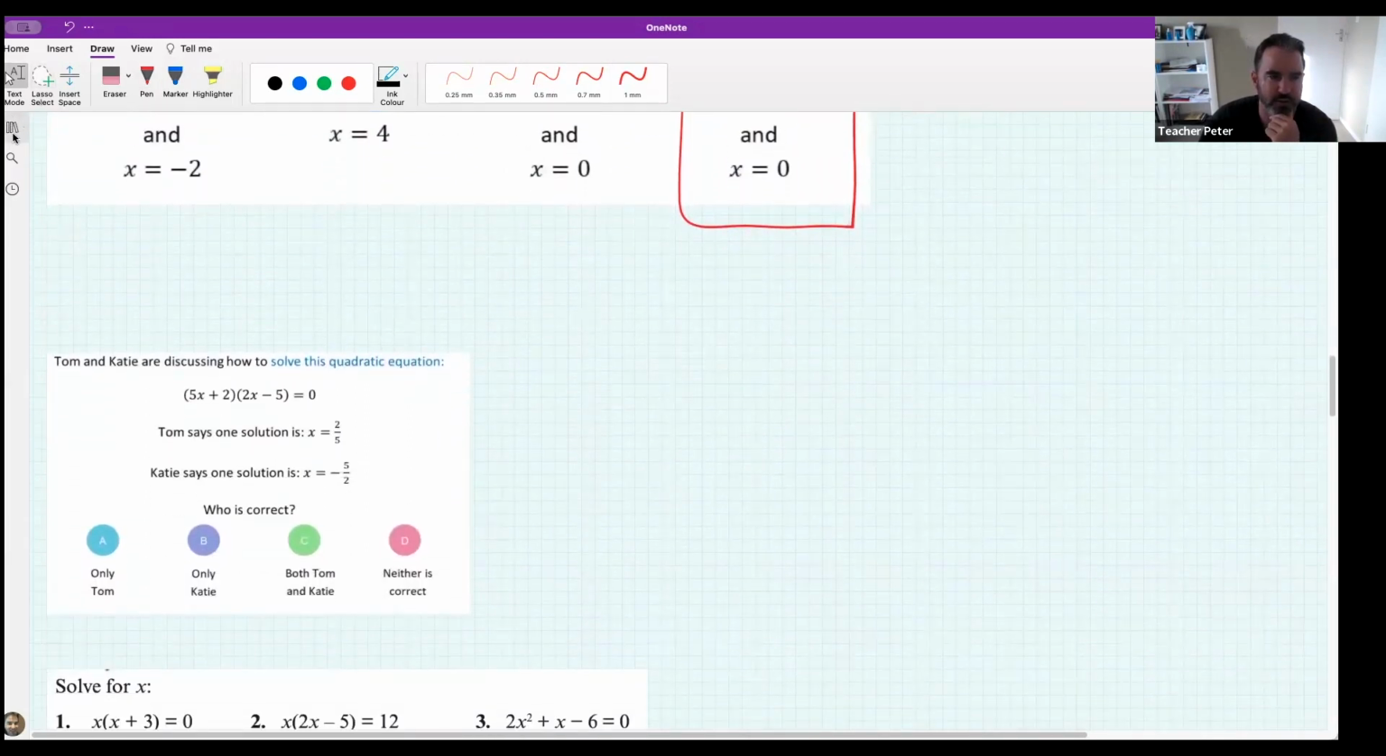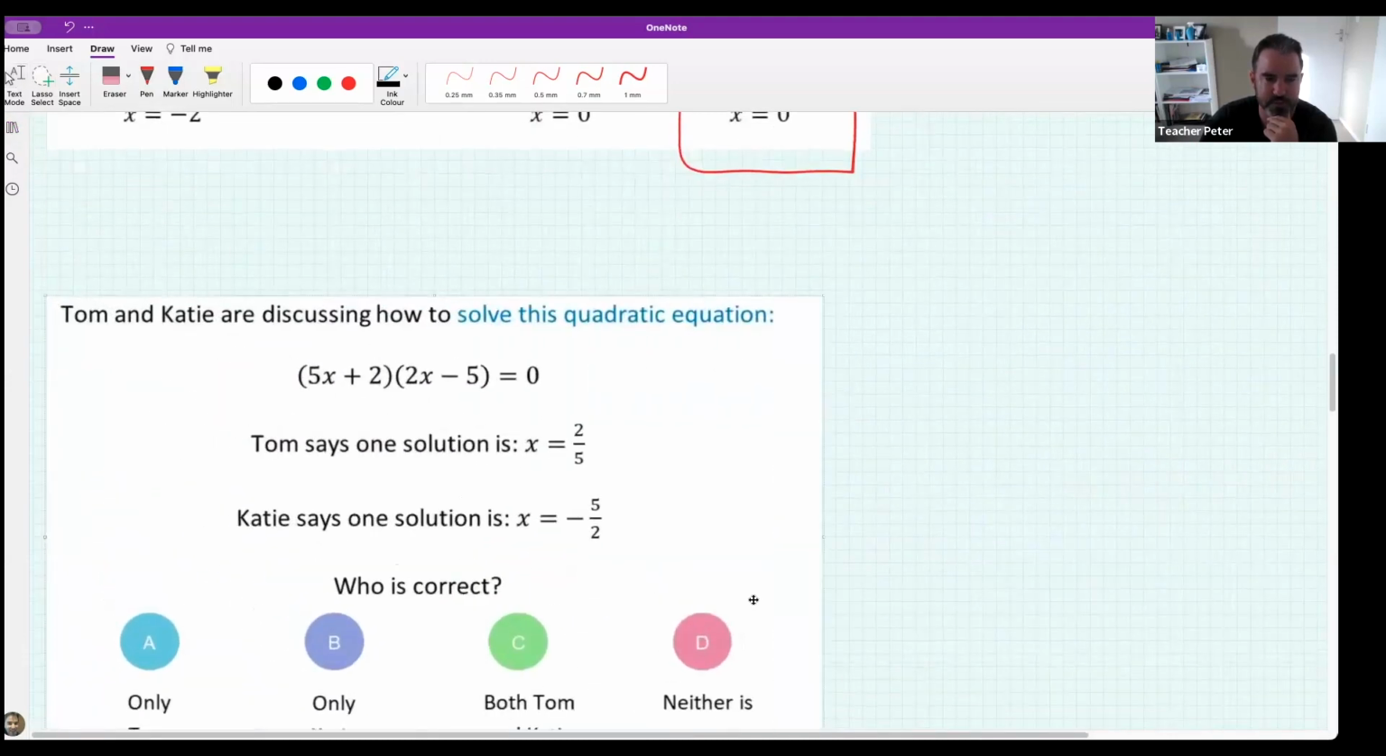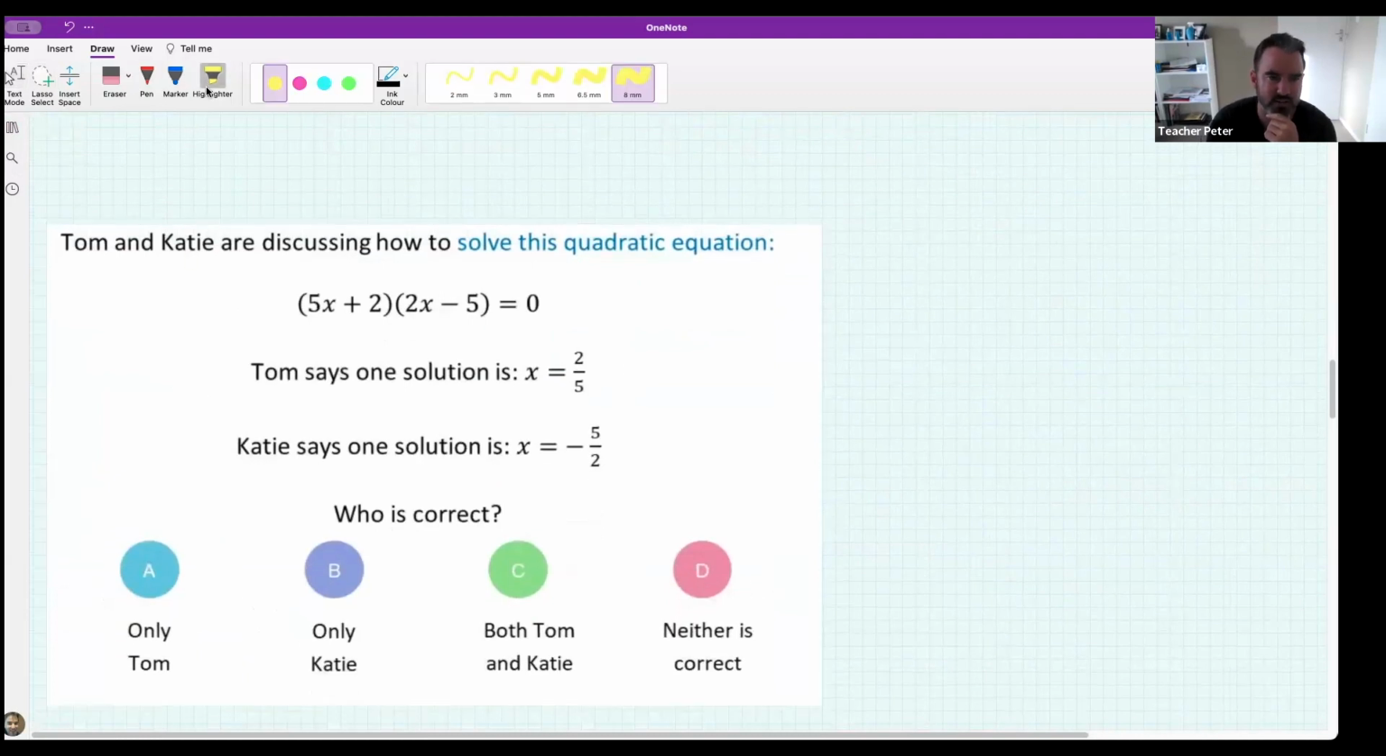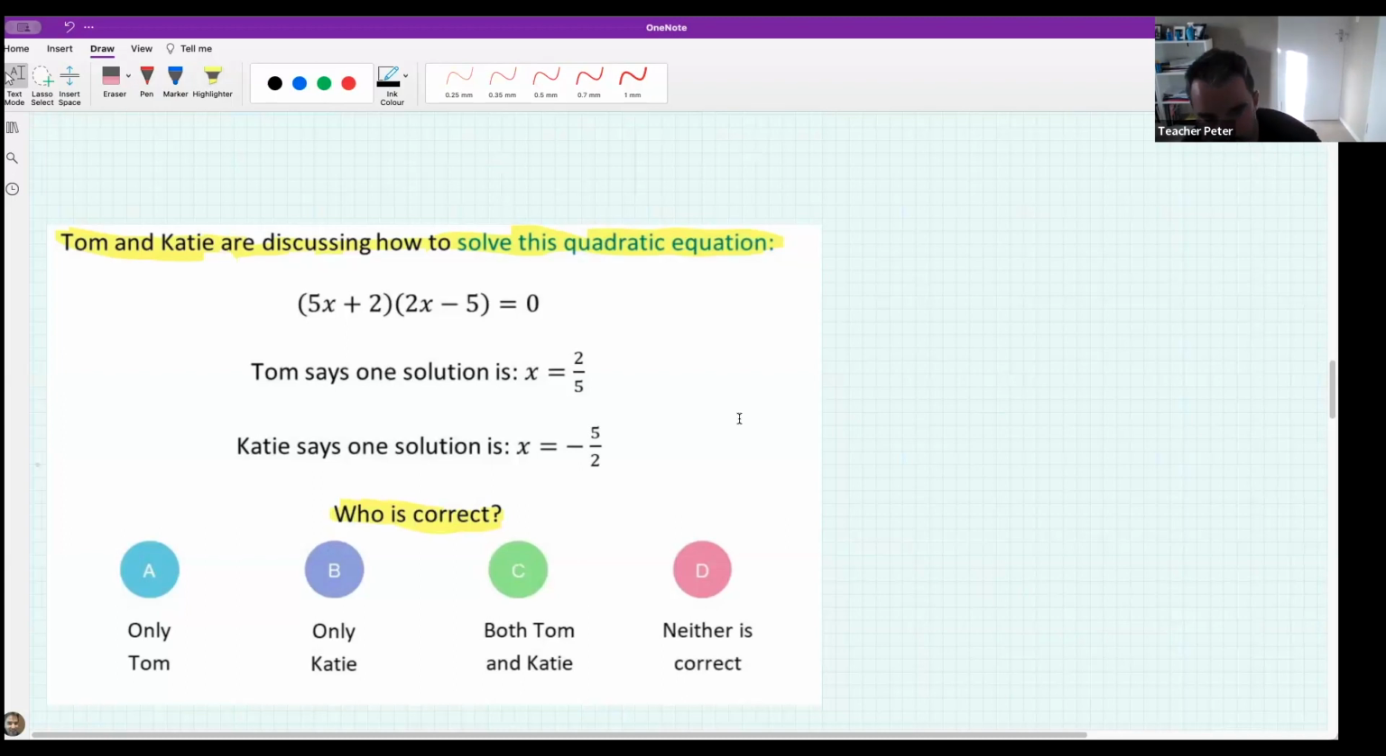Okay, let's do this one. So it says here, Tom and Katie, so this is a British website, Tom and Katie are discussing how to solve this quadratic equation. And they say, Tom says one solution is 2 over 5. Katie says one solution is x is minus 5 over 2. And then it says, who is correct? Is only Tom correct? Only Katie? Both Tom and Katie? Or neither of them? Which one is the correct answer?